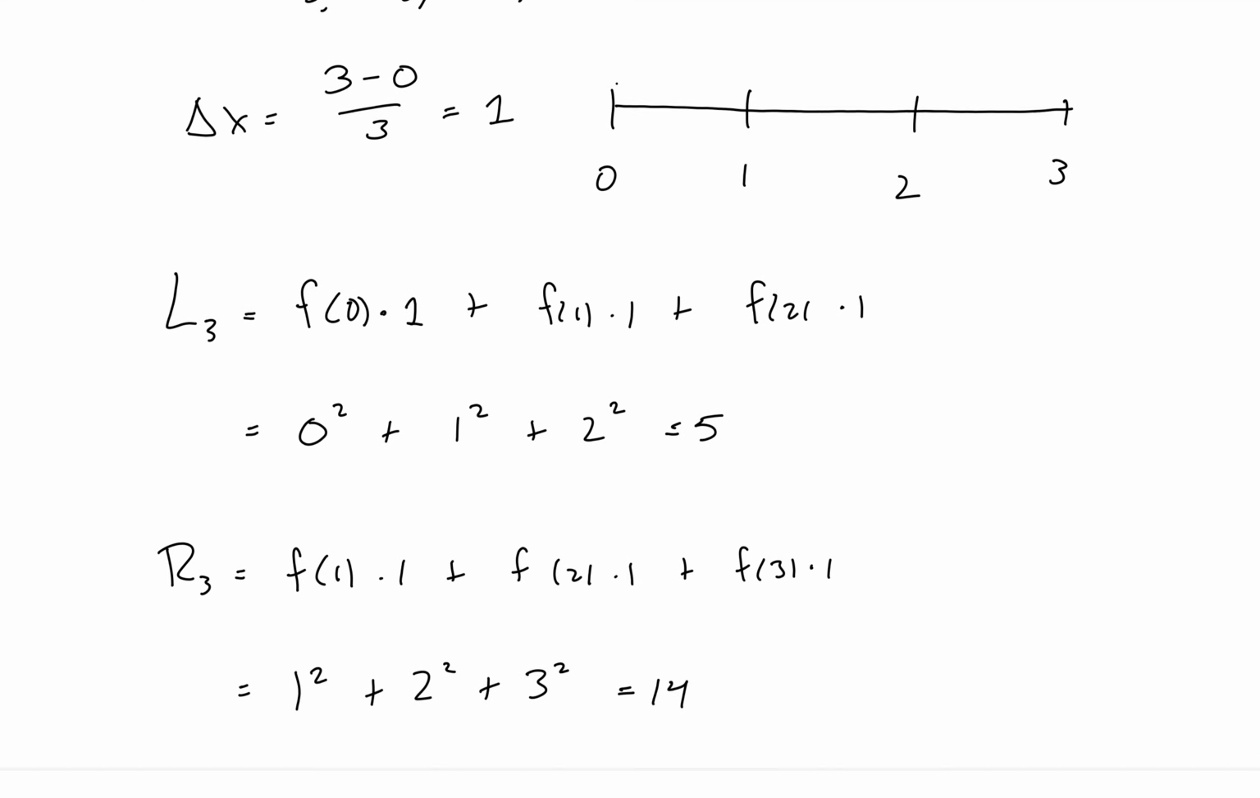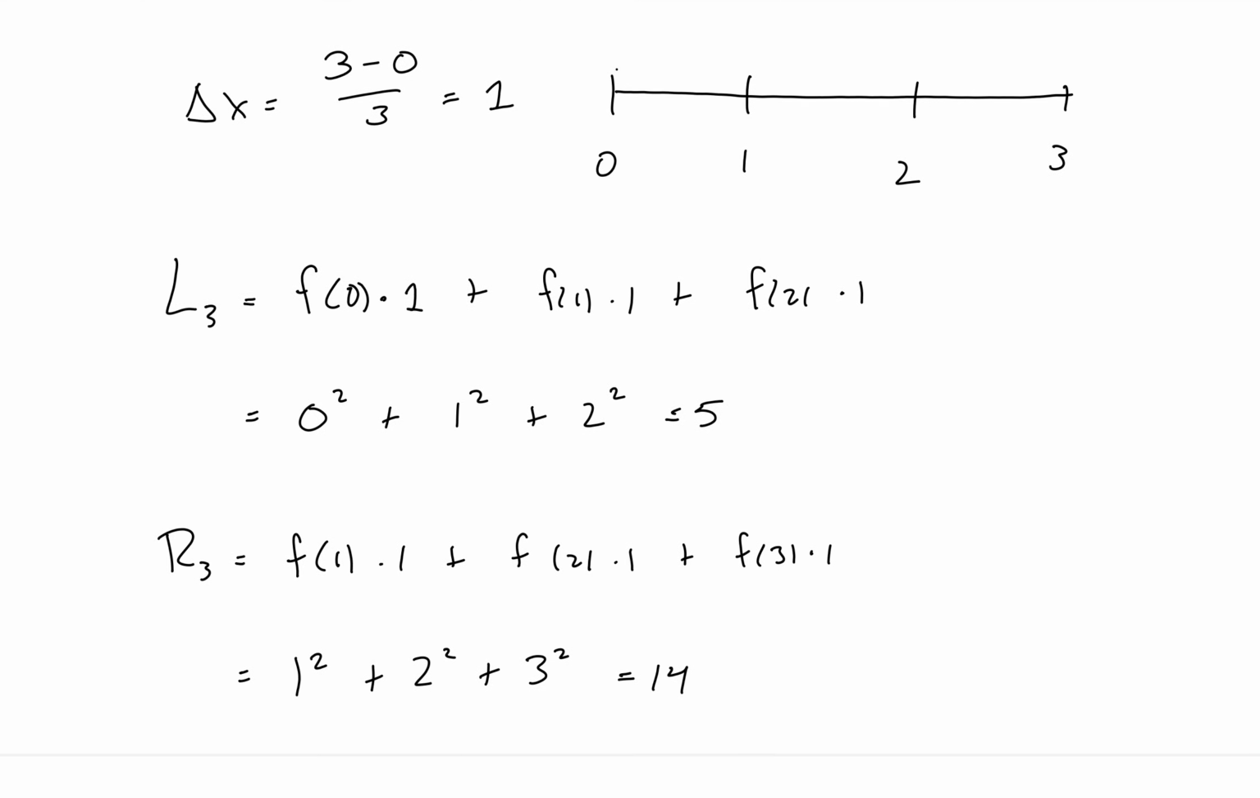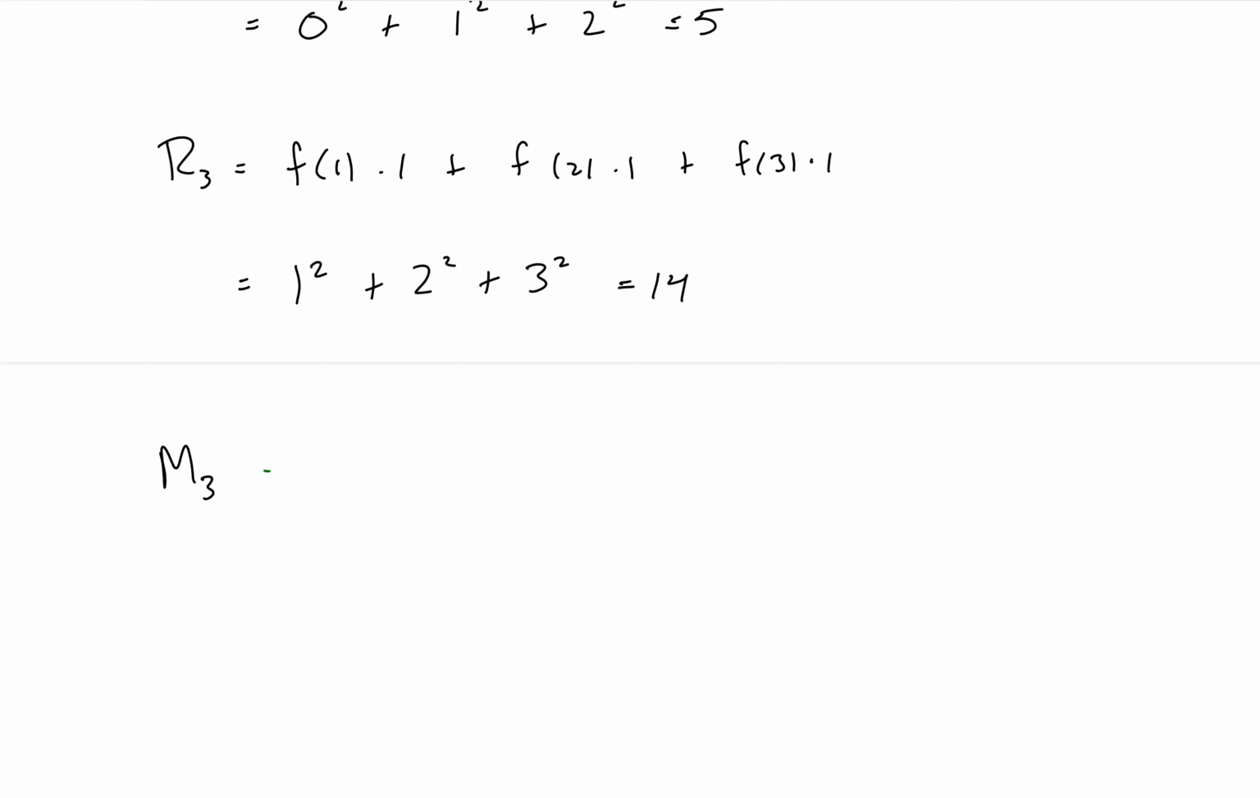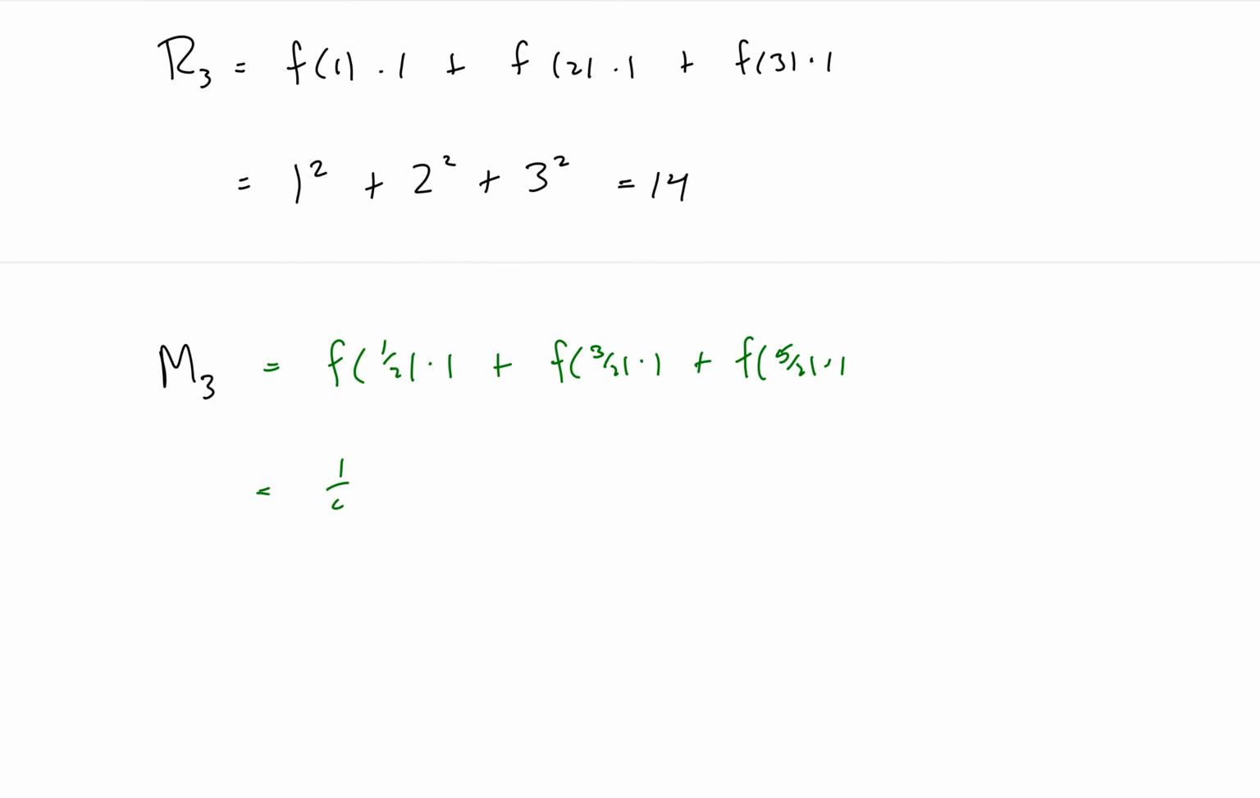And now for my midpoint, well, if we think of what we have up here, we're going to want to hit the middle of these. So I want here at 1/2, here at 3/2, and here at 5/2. So my midpoint is f of 1/2. Now the interval is still width 1. f of 3/2, width 1. f of 5/2, width 1. So this is 1/4 plus 9/4 plus 25/4, which is 35/4. So that gives us a nice concrete example of this.